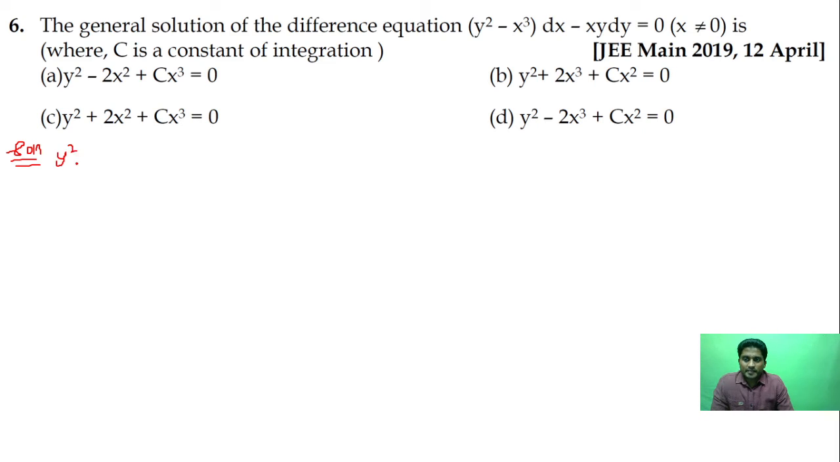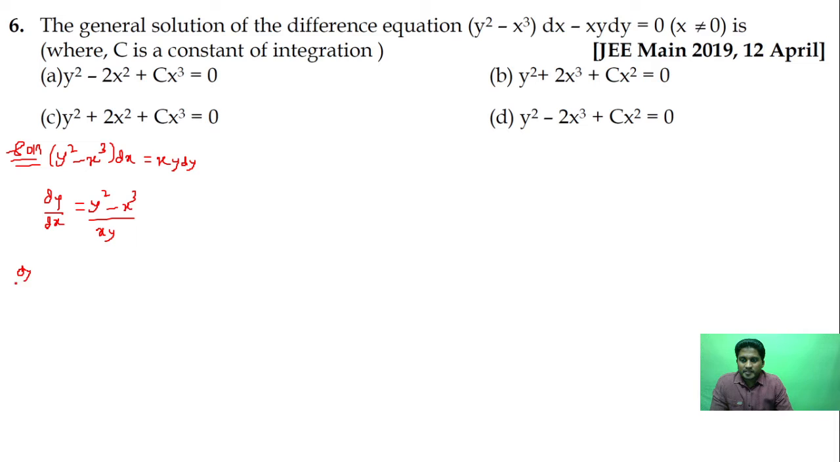This is (y square minus x cube) dx is equal to xy dy. I can write this as dy by dx is equal to (y square minus x cube), and the whole divided by xy.